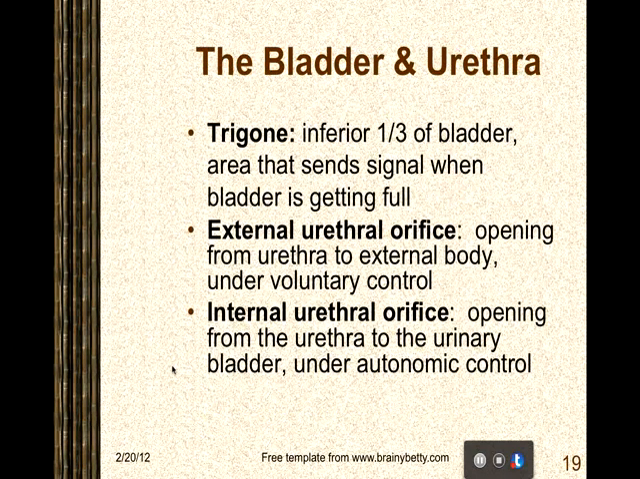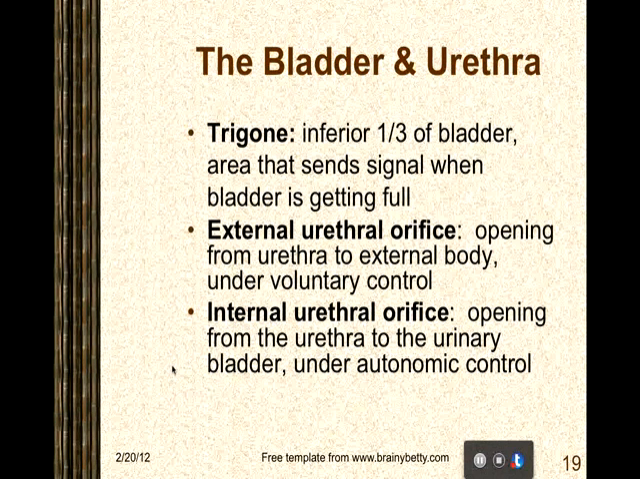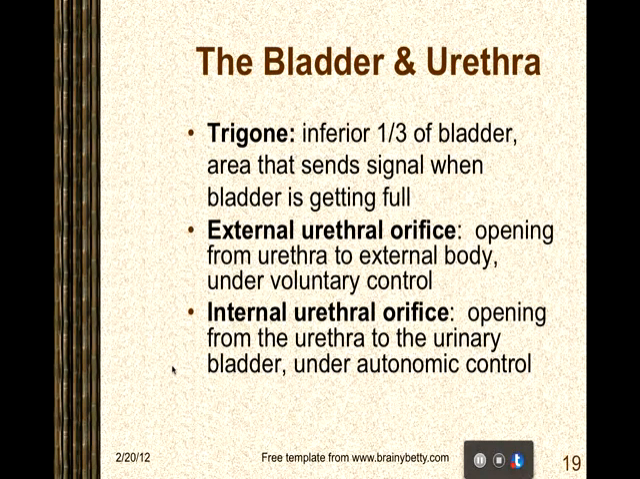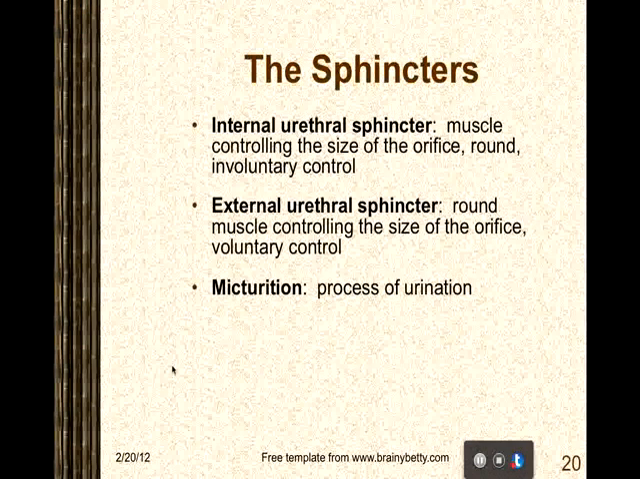The trigone is the inferior one-third of the bladder. This region also helps to detect and send the signal when the bladder is getting full. The urge will begin when the bladder contains around 150 milliliters of fluid. The external urethral orifice is the opening from the urethra to the external body and is under voluntary control. The internal urethral orifice is the opening from the urinary bladder into the urethra. This portion is under involuntary control.